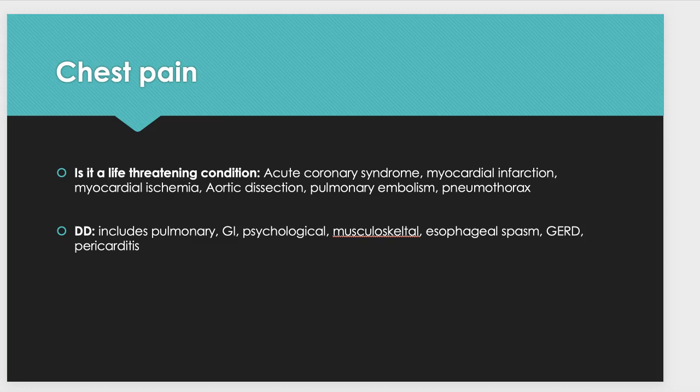All right, now we'll get into some diagnoses. Probably the most common is chest pain. I think the most important thing to remember when you're assessing the patient is, is it a life-threatening condition? So those include acute coronary syndrome, myocardial infarction, myocardial ischemia, aortic dissection, pulmonary embolism, and pneumothorax.